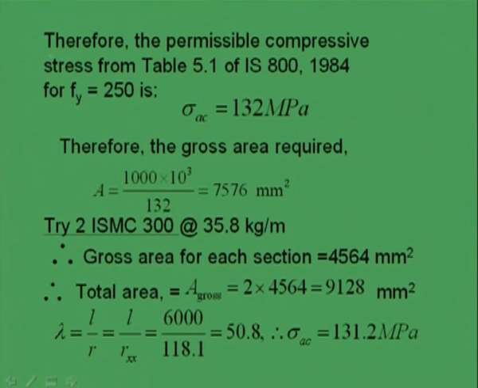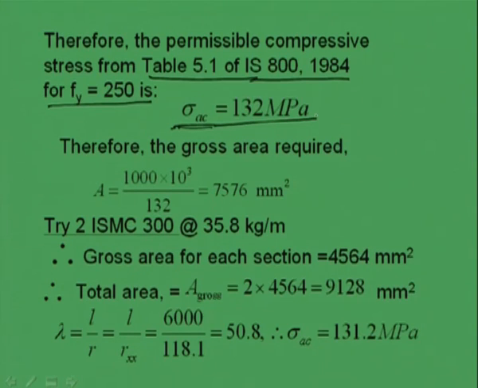So, with this we can find out the value of sigma AC, that is the permissible compressive stress, which we can find out from table 5.1 of IS 800/1984 for a particular grade of steel. Say suppose the grade of steel we are going to use is Fy equal to 250, right. So, from table 5.1 I can find out sigma AC, the allowable compressive stress, is 132 MPa, right.